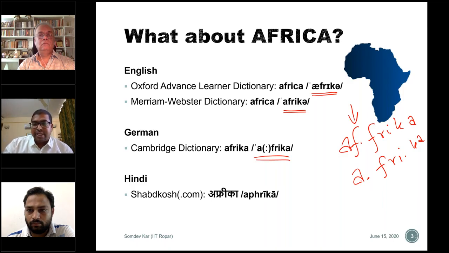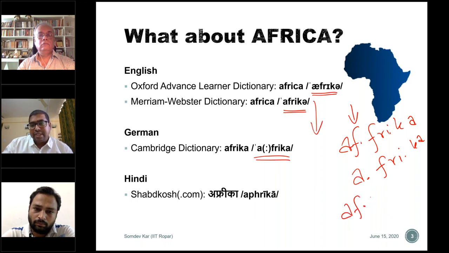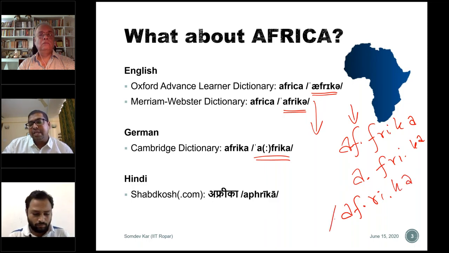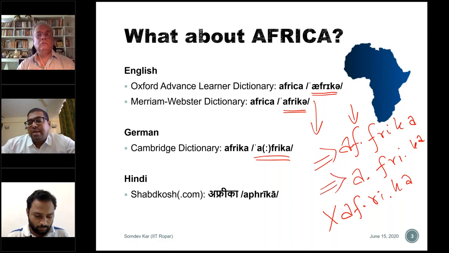Of course, there is a third possibility, which is we just break it into "af", then "ri", and then "ka". Frankly speaking, none of the Indians pronounce this way. None of the research results show that. We tend to pronounce this one, while the native speakers of English, German, Dutch, most of these European languages, they pronounce it this way. Of course, the speakers from Africa itself, they also pronounce it this way mostly.